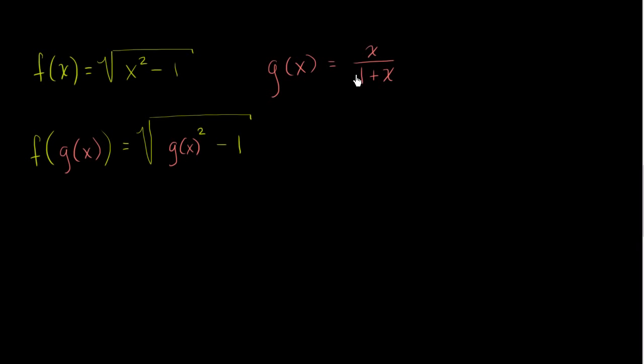Well, g of x is this thing right over here. So this is going to be equal to the square root of g of x, which is x over 1 plus x. We're going to square that, we're going to square that, minus 1. So f of g of x is also a function of x. So f of g of x is the square root of, and we could write this as x squared over 1 plus x squared, but we could just leave it like this. It's equal to the square root of this whole thing, x over 1 plus x, squared, minus 1.